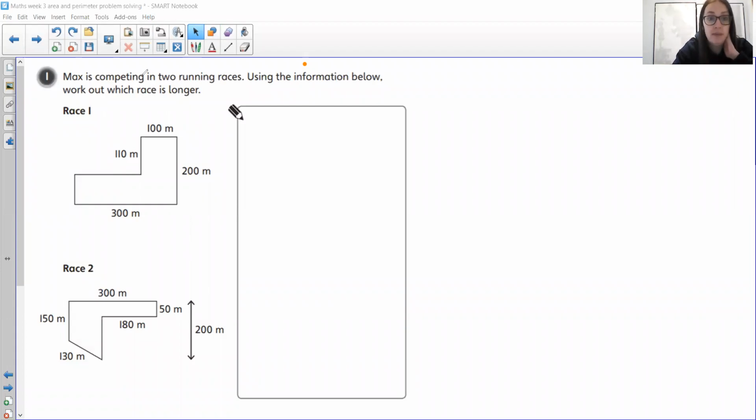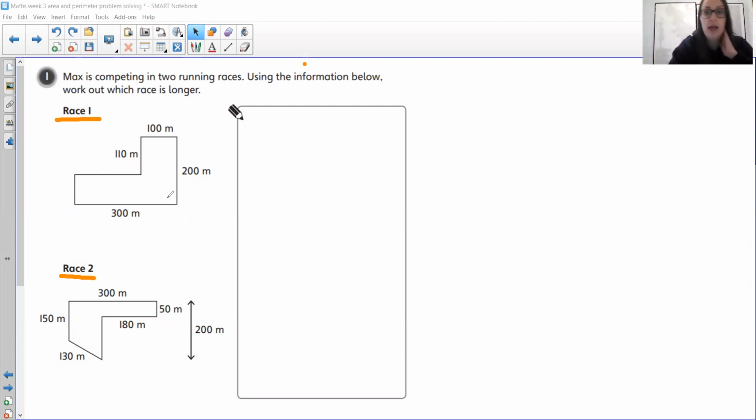Okay, Max is competing in 2 running races. There's number 1. There's number 2. Using the information below, work out which race is longer. Right, okay then. So this is a perimeter question, even though it doesn't say perimeter in the question. But I can tell it's perimeter because I'm going around the outside of a 2D shape, and we know that is what perimeter is.